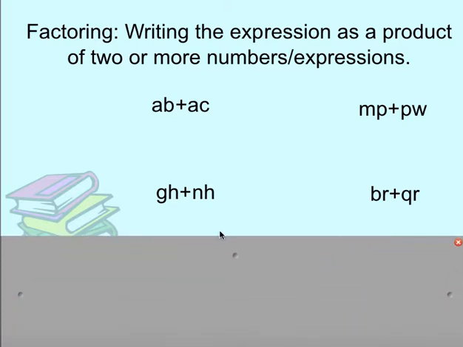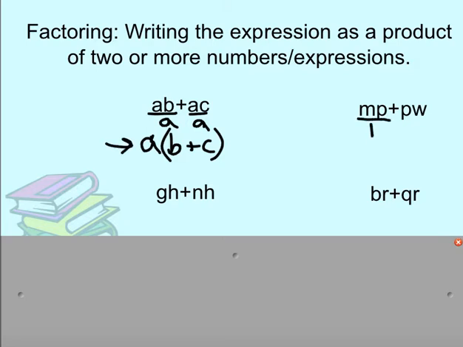AB plus AC, they have an A in common, so we divide by A, and we have B plus C left. But remember, we need to multiply our greatest common factor outside of the parentheses. Because guess what? If we were to check our answer, which we always should, we would distribute out and get AB plus AC, which is exactly our original expression. But now we have it in factored form.